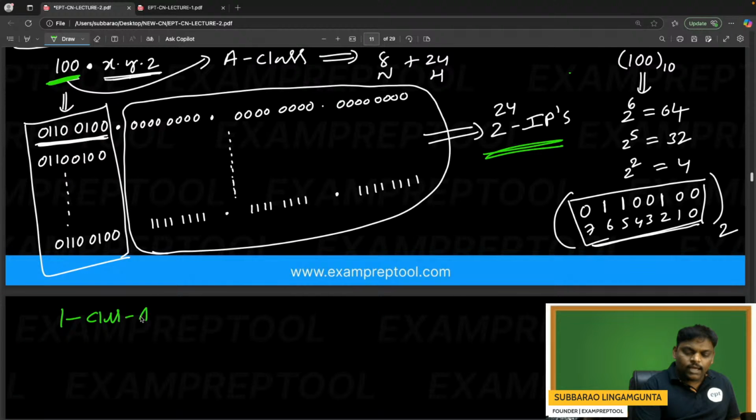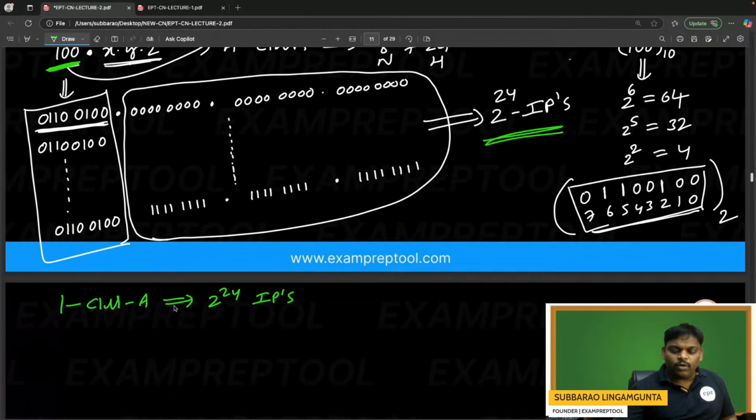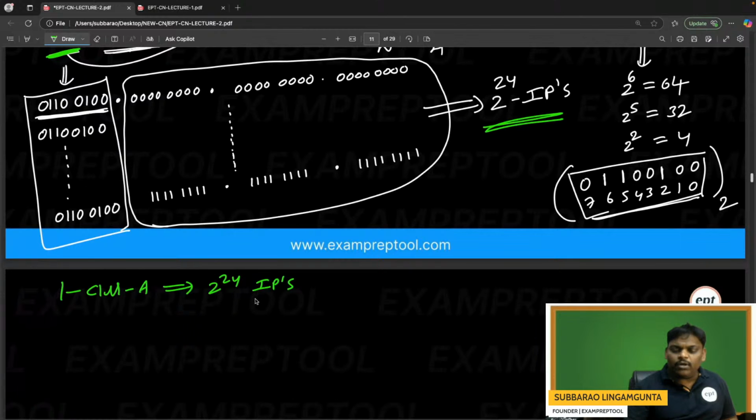One class A network contains 2 power 24 IPs. One class A network contains 2 power 24 IPs means definitely every IP has 32 bits, or not?